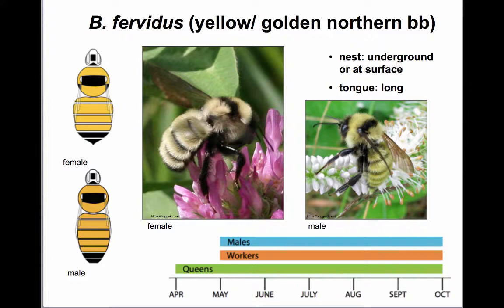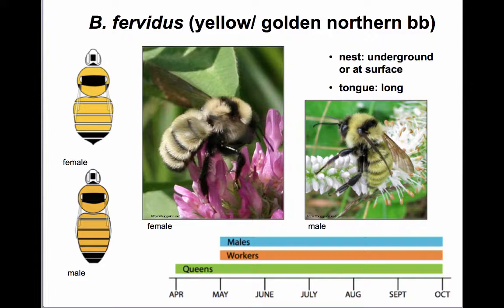The first of this group is Bombus fervidus, or the yellow or golden northern bumblebee. And it's so called for having most of its abdomen this nice bright yellow color. And the tip of the abdomen in both the males and the females is still black, but T1 through 4 are all yellow. It also has a black band across the thorax, in the middle of the thorax between the wings, that also sets it apart from the others.